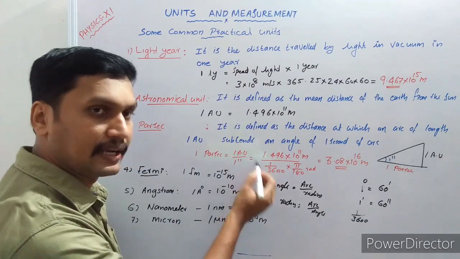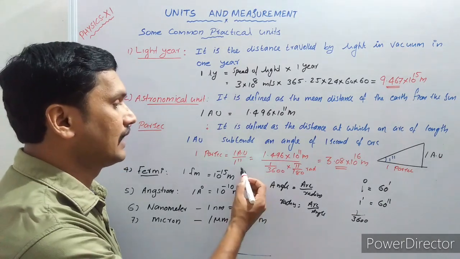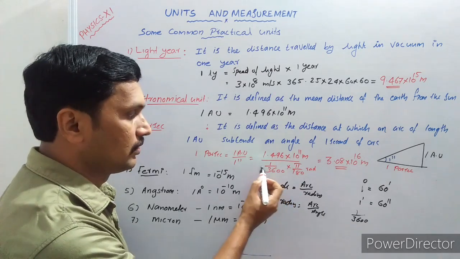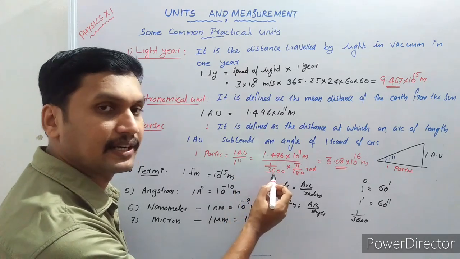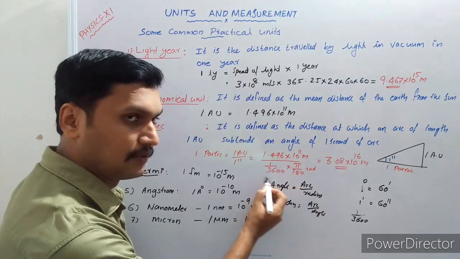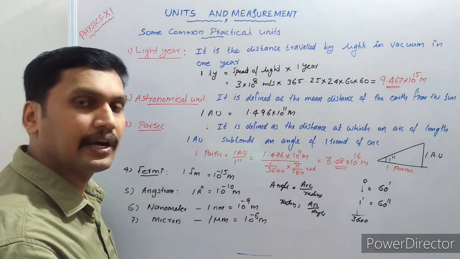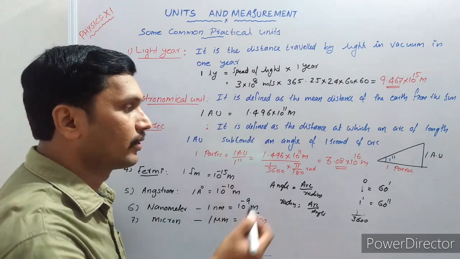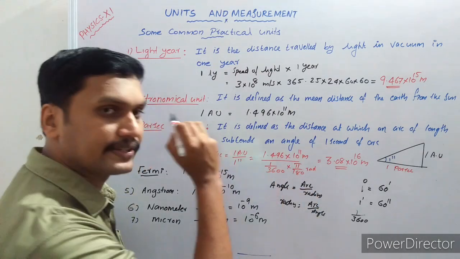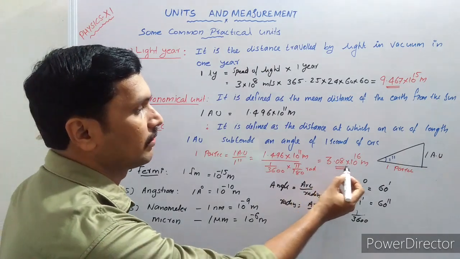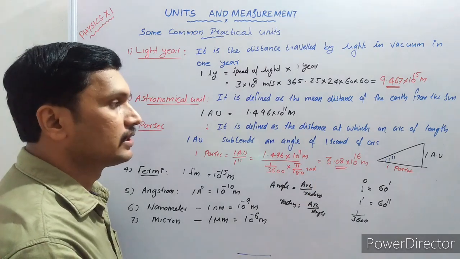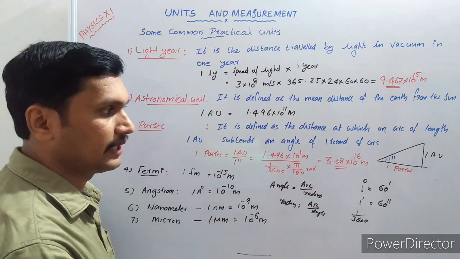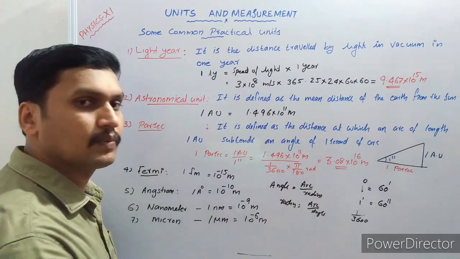You know that the SI unit of angle is the radian, so we have to convert this second into radian. First convert the second into degree. 1 second is equal to 1 by 3600 degree. Now to convert degree into radian, we multiply by pi by 180. So this is 1 second in radian. If you divide, we get 3.08 into 10 raised to 16 meter. 1 parsec is numerically equal to 3.08 into 10 raised to 16 meter. This is the largest unit of length measurement.